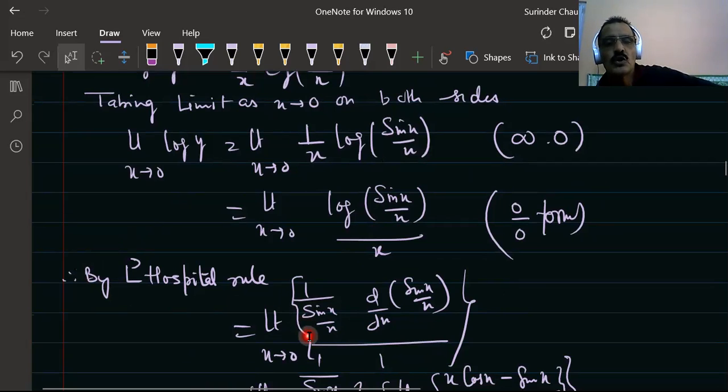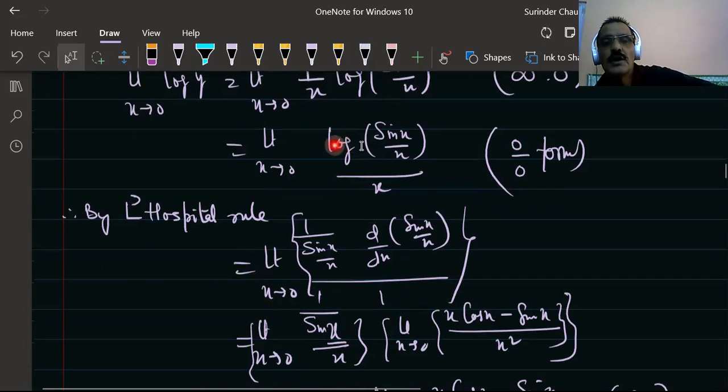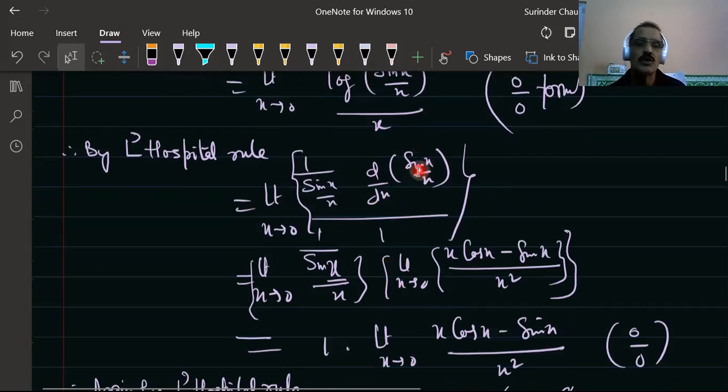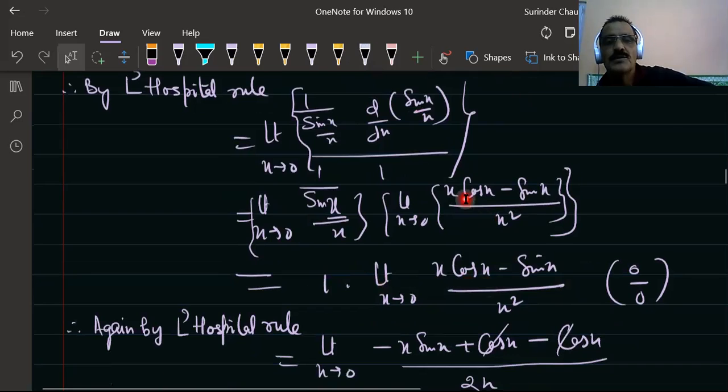This is 0 by 0 form. Now you can apply L'Hospital rule. By L'Hospital rule, this is equal to limit x to 0 of differential of numerator, 1 upon sin x upon x, into d/dx of sin x upon x, upon d/dx of x, which is 1. Now this quotient, we apply the quotient rule, keeping the same order. Limit of product is the product of the limits: limit x to 0 of 1 upon sin x upon x, into limit of the derivative, with denominator x squared, derivative of numerator x cos x minus sin x. We are left with this term.